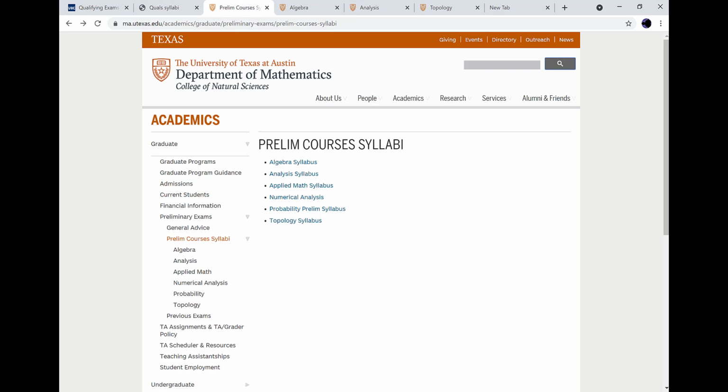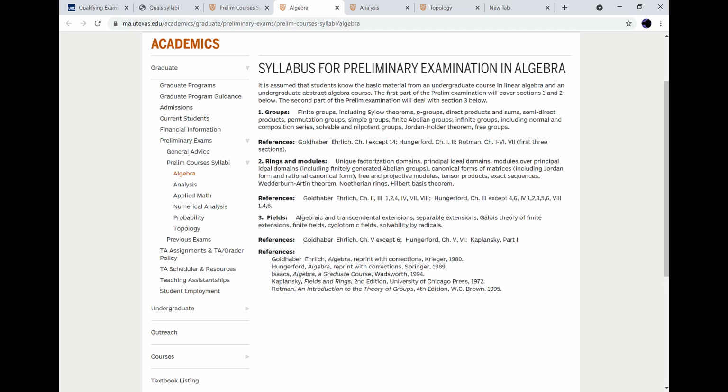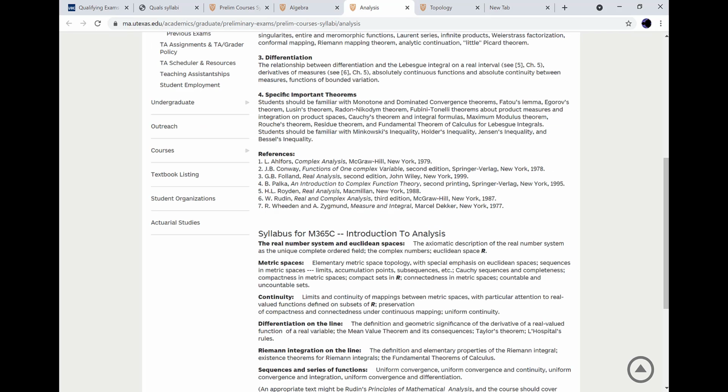Looking at the University of Texas at Austin, you can see their algebra page. They have books like Goldhaber for algebra and Kaplansky for fields and rings. Chances are you will not have heard of that, but you will have heard of Hungerford's algebra and perhaps Rotman's theory of groups. For analysis, one of the books that I learned about just by going through this stuff is Bruce Palka, Introduction to Complex Function Theory.